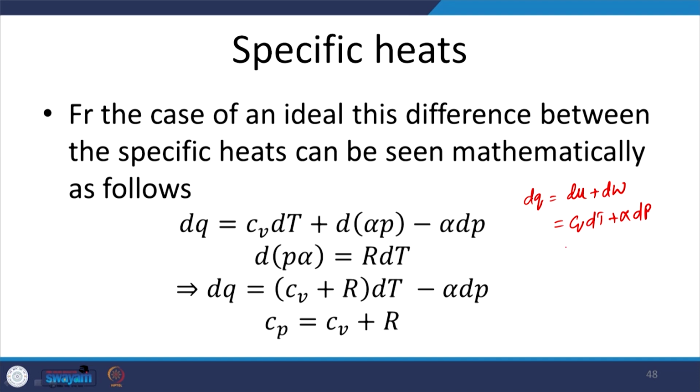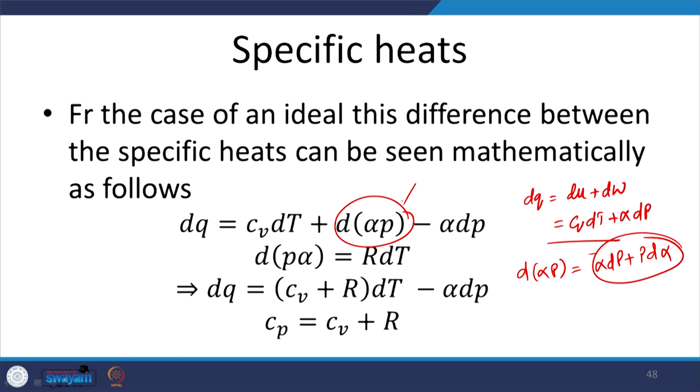So, if you just rearrange this, you will have, so this is a derivative, making sure d(alpha p) is alpha dp plus p d alpha. So, if you put this here, this alpha dp gets cancelled. So, you still have dq is equal to Cv dt plus p d alpha, right.